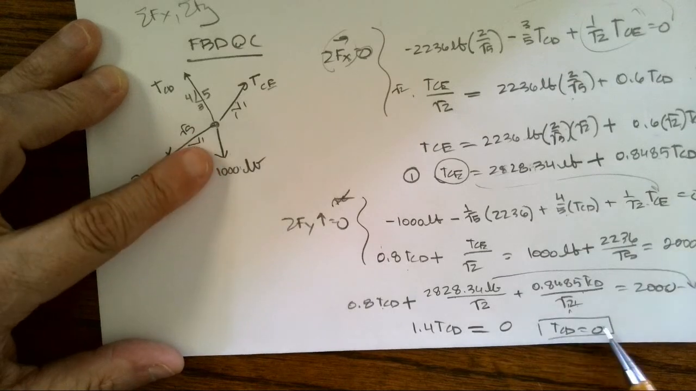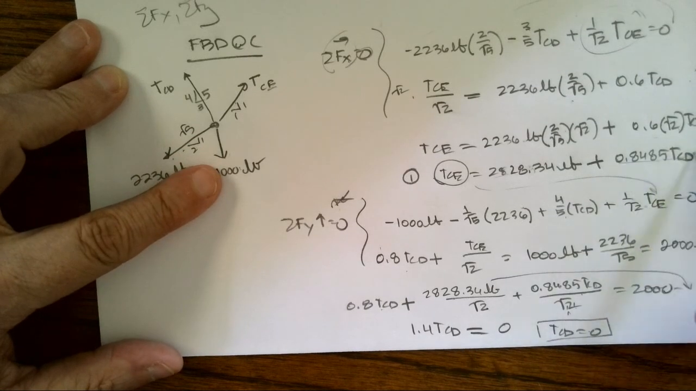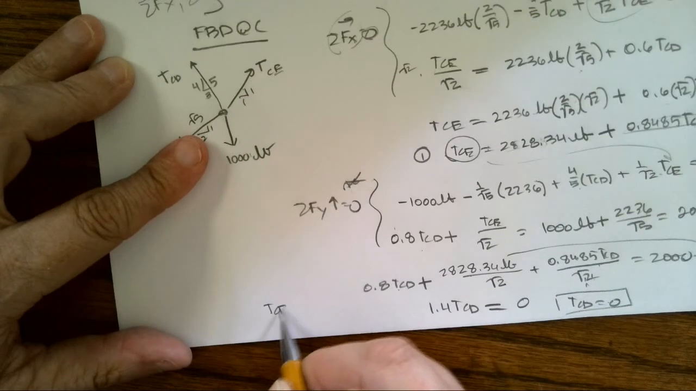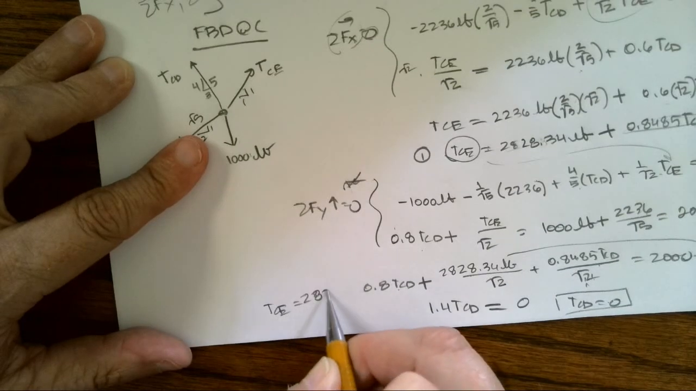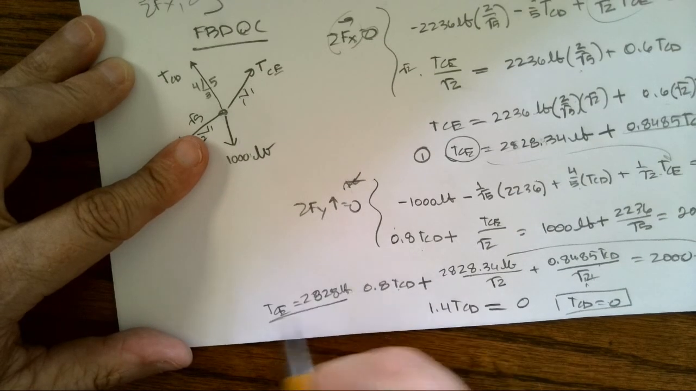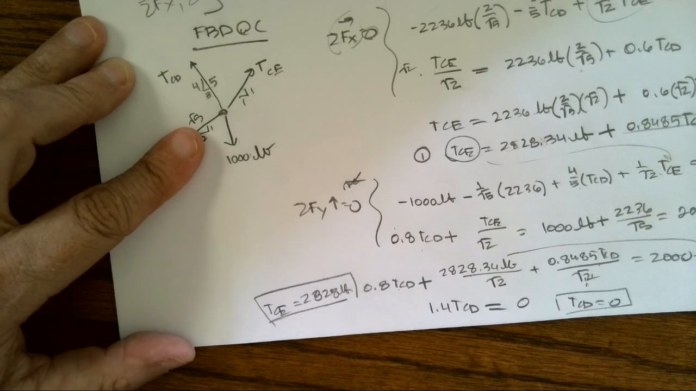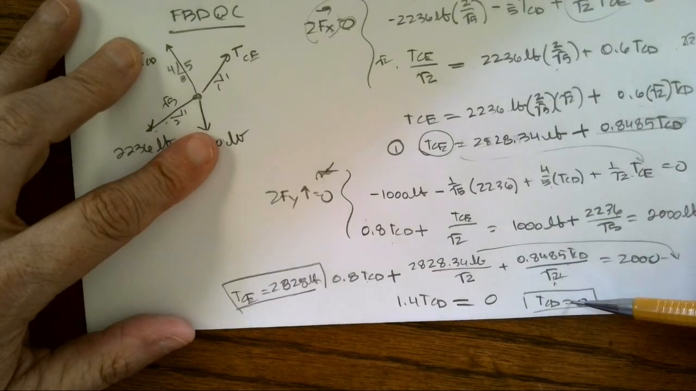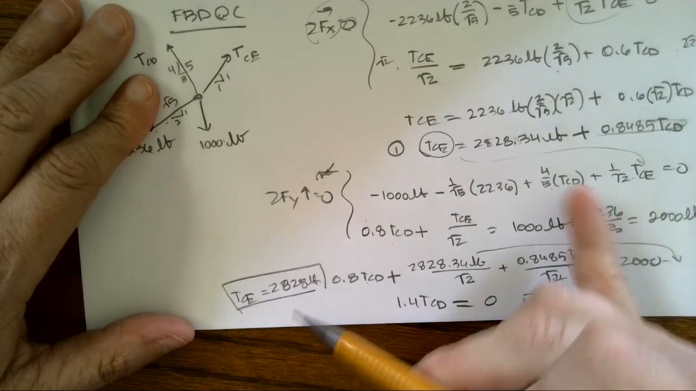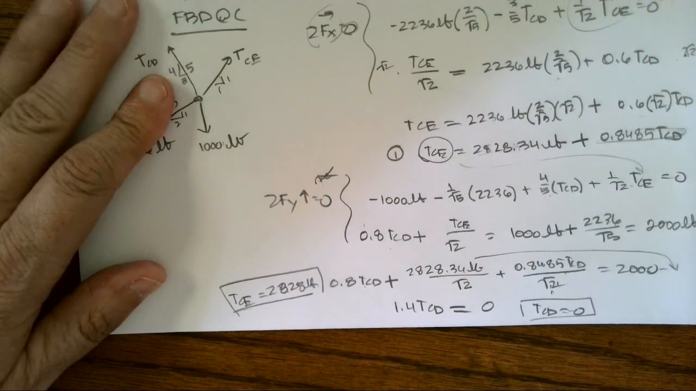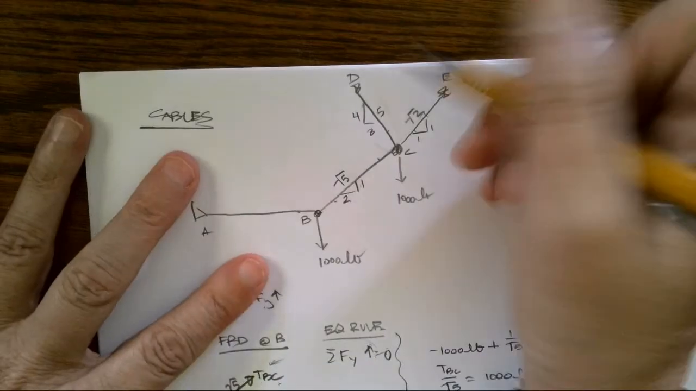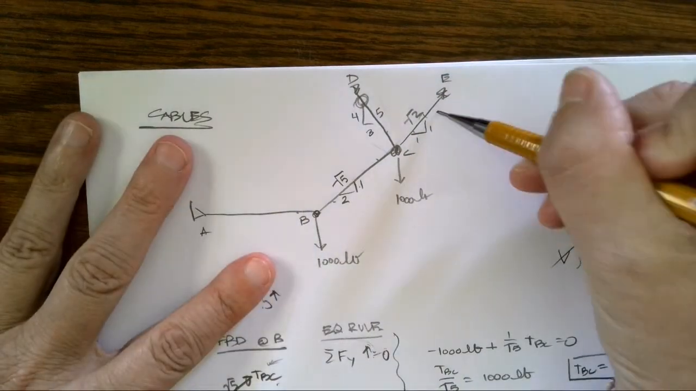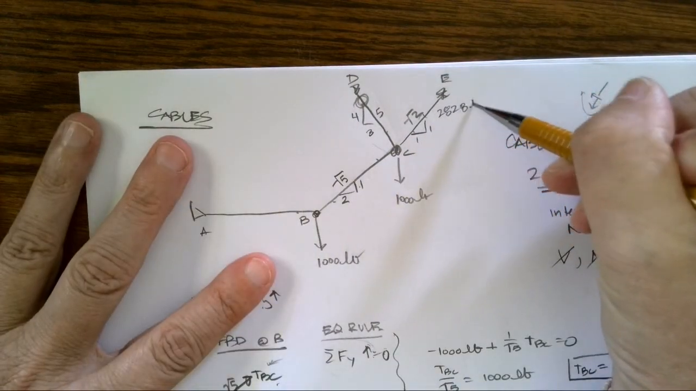When I plug this back in up here, then I'm going to get that TCE equals 28 pounds. Okay, this is the problem with me completely making up problems. I have the tension in CD equals 0. The tension in CE is 28.4. So this cable is holding nothing. This cable is holding all of the tension.